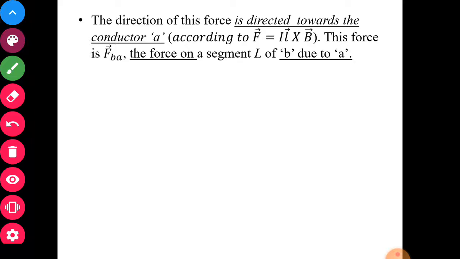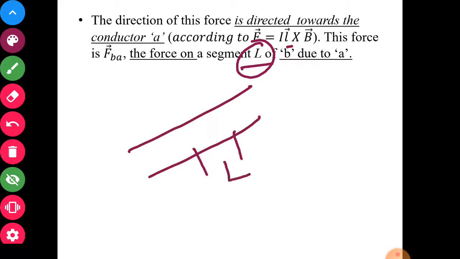The force on a segment L of B due to A means you are considering a small segment of length L of the current carrying conductor B. So the length of the current carrying conductor B that you are considering is L, and this force is towards conductor A.